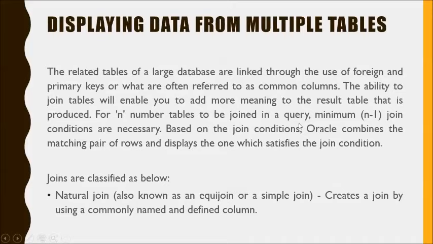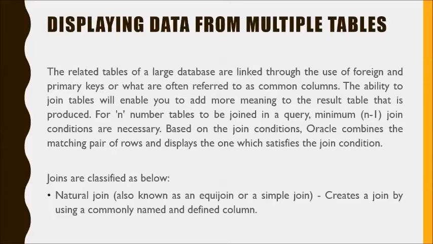So displaying data from multiple tables. The related tables of a large database are linked through the use of foreign and primary keys, or what are often referred to as common columns. The ability to join tables will enable you to add more meaning to the result table that is produced. For n number of tables to be joined in a query, minimum n minus 1 join conditions are necessary.